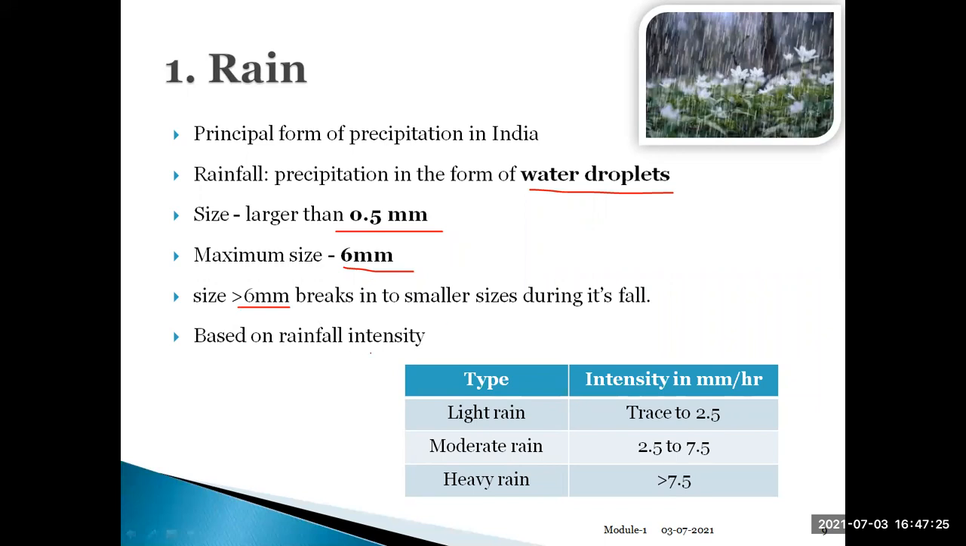Based on the intensity of rainfall, we have different types of rain like light, moderate, and heavy rain. If the intensity is around 2.5 mm per hour, that is light rain. If it lies between 2.5 and 7.5 mm per hour, it is moderate, and heavy when it is greater than 7.5 mm per hour.